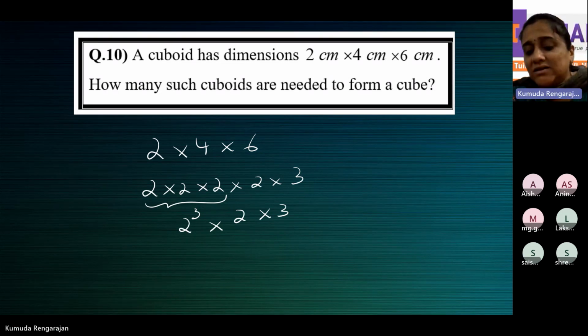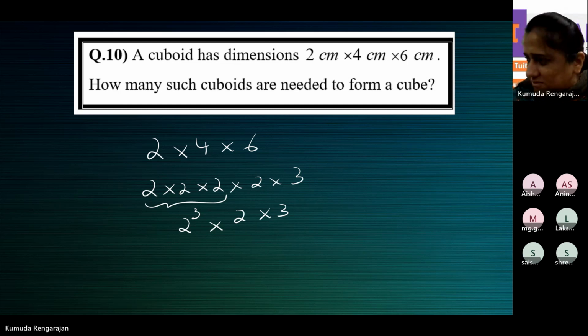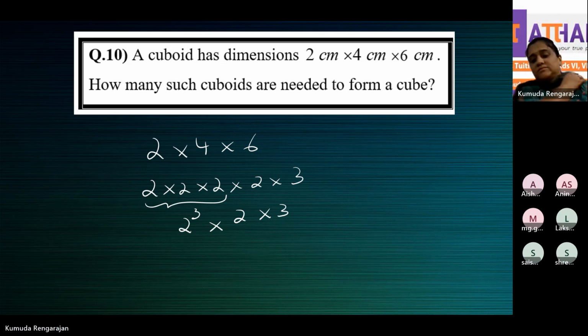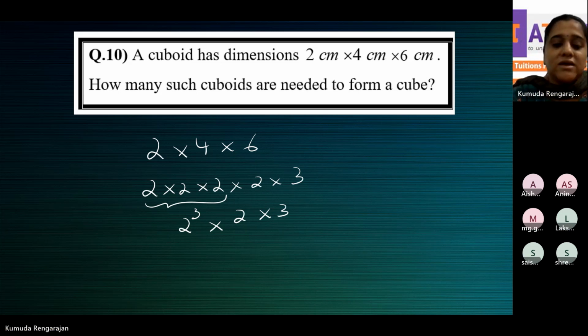One by one. Sai Smriti wanted to say something. It's 30. 36. Okay. Then others. Gayatri. Lakshana. Mine is 216, ma'am. Ma'am, 36. 36. Okay. Why?